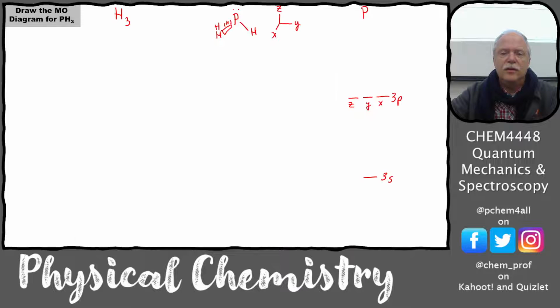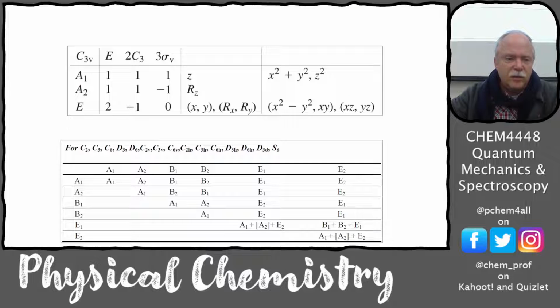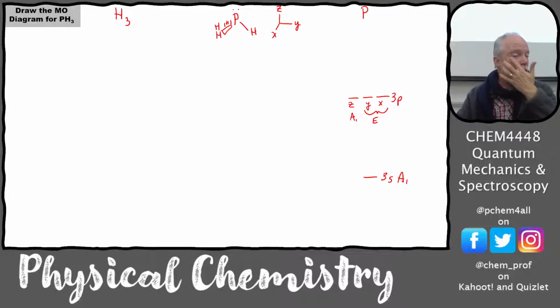So we can label those on the phosphorus. The Z is going to be A1, and then the X and Y are going to be E. I don't think there's a number. Yeah, it's just E.